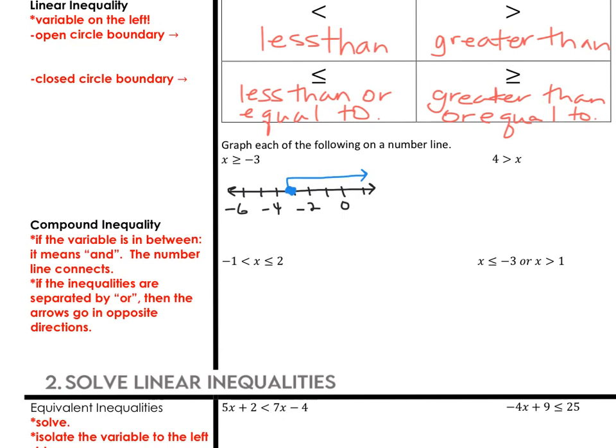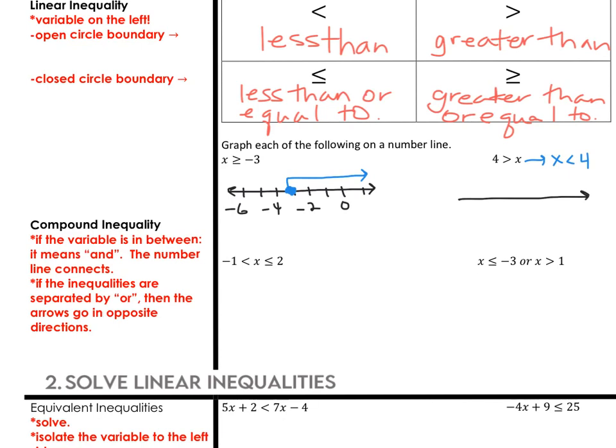On the other side, 4 is greater than X. This is a situation where you're going to want to rewrite that inequality with the variable on the left-hand side. So 4 is greater than X is equivalent to X has to be less than 4. Notice if I move the variable to the other side, if I'm rewriting this inequality, we flip the direction of the arrow. Since it points to the left, that means less than. And it has just the less than symbol, so that's going to be an open circle boundary.